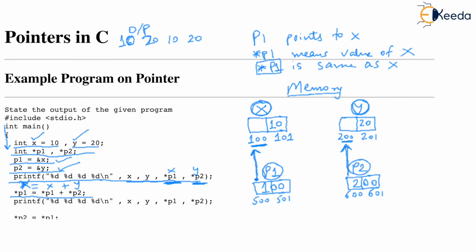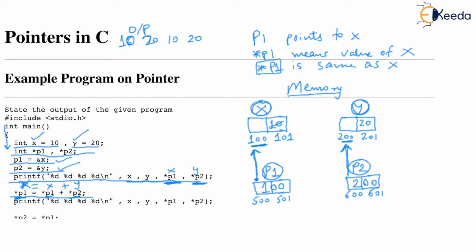Because what is asterisk p1 written on the left here? It is nothing but the value of x, because asterisk p1 means the value to which p1 points. So the value of x should become equal to the value of x plus the value of y, isn't it? So x will become x plus y. That means the value of x will become 10 plus 20, because y is 20.